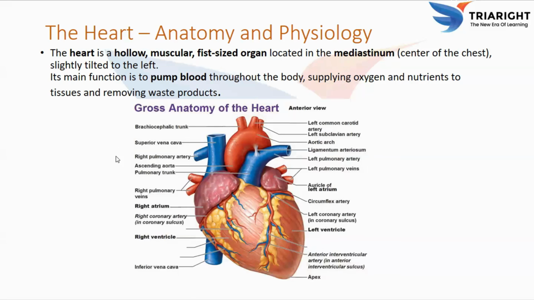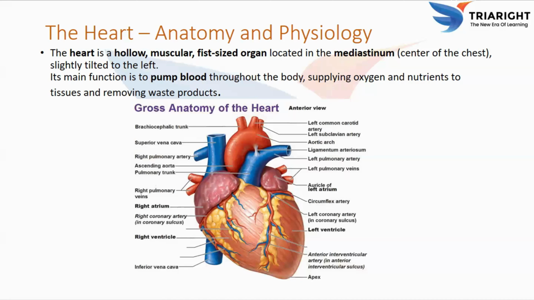You can also see here the pulmonary trunk. The pulmonary trunk carries the blood from the right ventricle to the lungs, whereas the right pulmonary vein and left pulmonary veins bring oxygenated blood from the lungs into the left atrium. The right pulmonary artery and left pulmonary artery branch from the pulmonary trunk, and they carry blood to each lung.